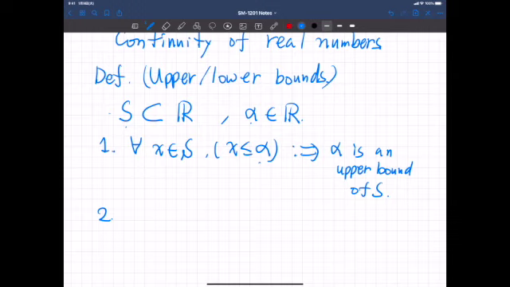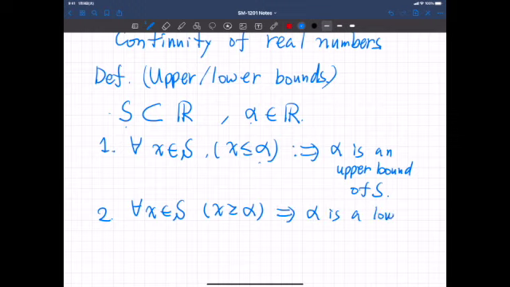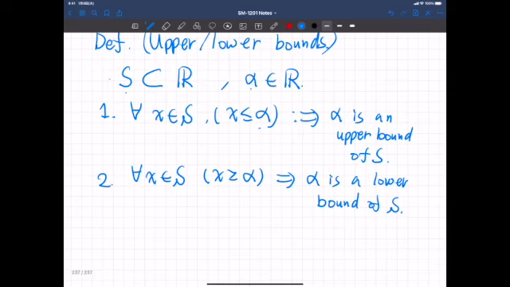And second, if for all elements of S, x is greater than or equal to alpha, then alpha is a lower bound of S. So this means alpha is less than or equal to any of the elements of S. So this is the definition of lower bound.